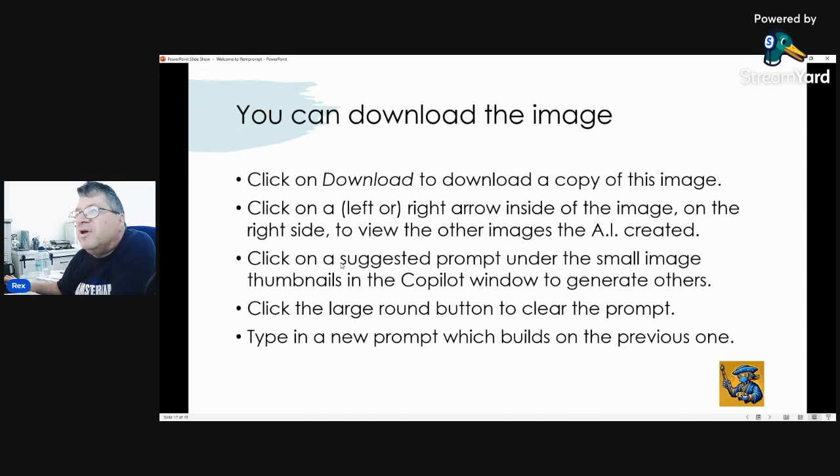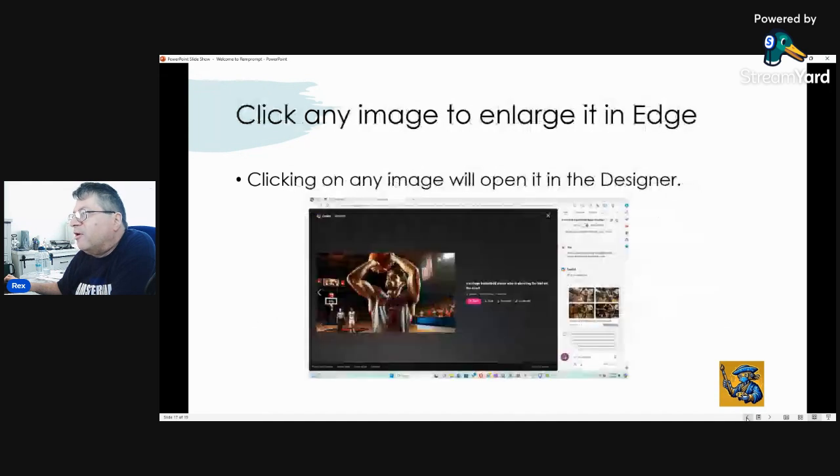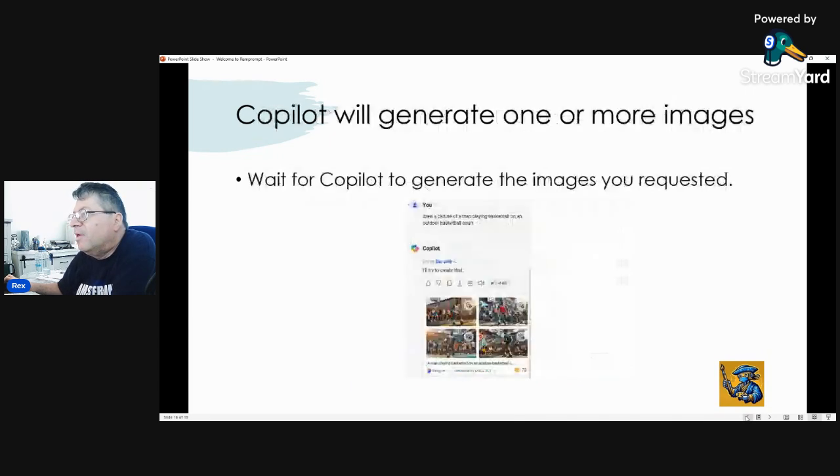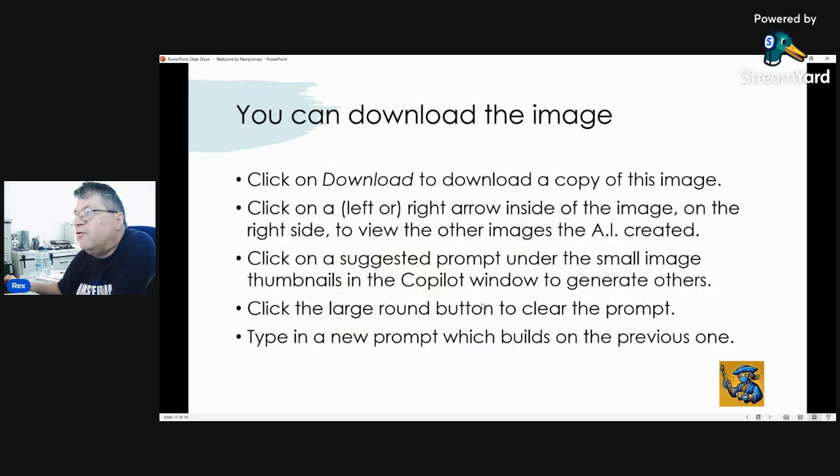Let me see here. Click on suggested prompt. You can click on the round button to clear the prompt. So I can come over here. This is this little round button down over here. This clears the prompt for you. So then it starts over, it clears everything, and then you can start over and type in a new prompt right down there. I'm still getting used to this thing. And that's what it says down here.